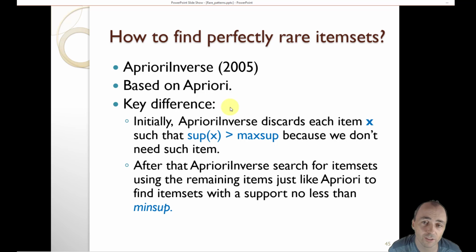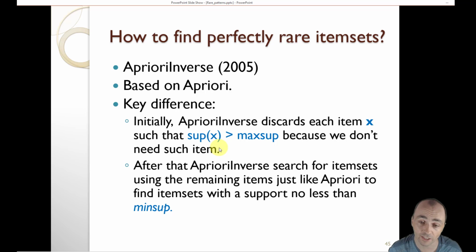So how do we find the perfectly rare item sets? There is an algorithm that has been designed for this. It's called AprioriInverse. It is based on Apriori. So if you know about Apriori, it is very simple to understand this algorithm. The key difference is that in AprioriInverse, we first discard all the single items that have a support more than the maximum, because these items cannot be in a perfectly rare item set.